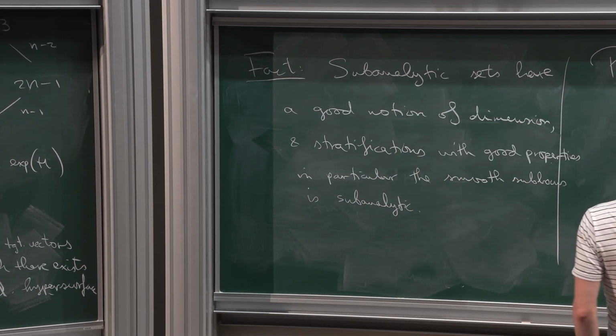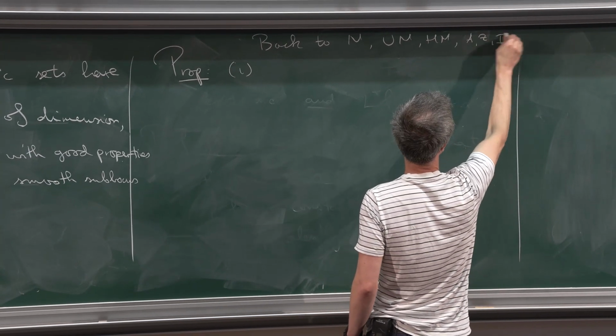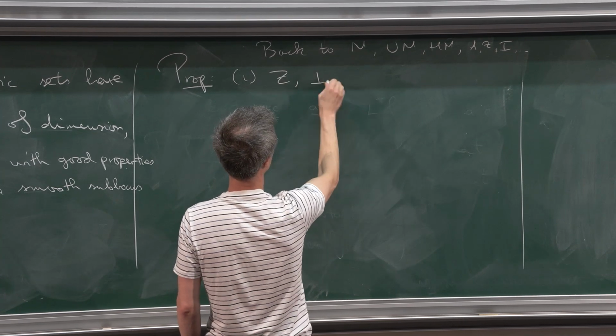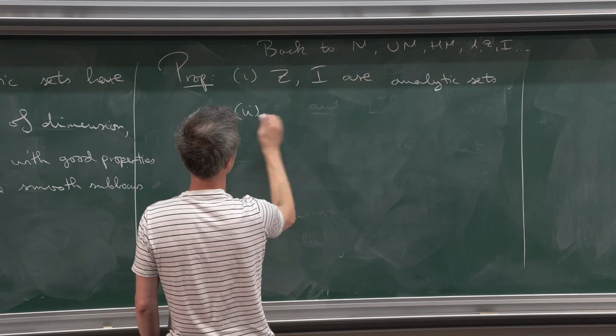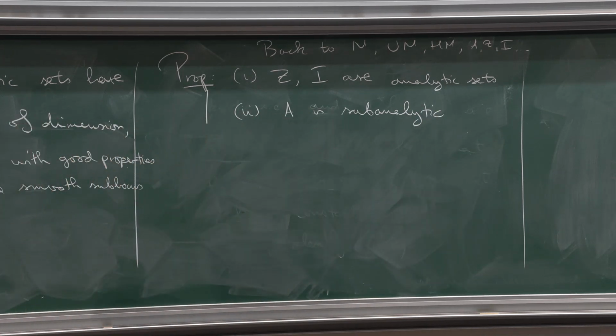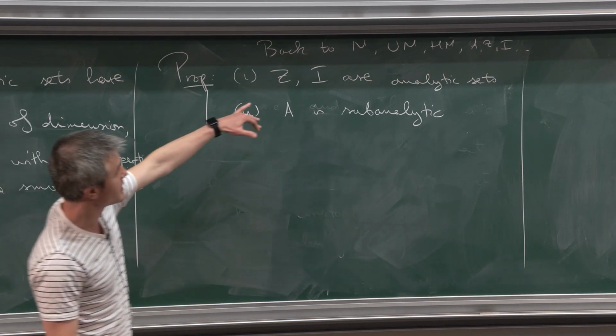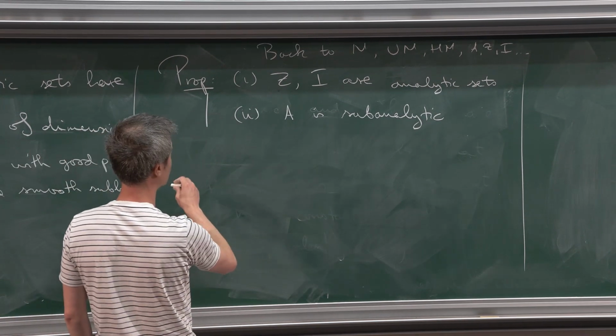All right, so back to M, UM, HM, A, Z, and I. The first statement is that Z and I are analytic sets, and A is subanalytic. Basically the only thing I need to prove is that Z is analytic, because I is the preimage of Z under a proper map, and the preimage of an analytic set is also cut out by the same analytic functions if you pull them back, and A is tautologically the pushforward, what you get by projecting down I.